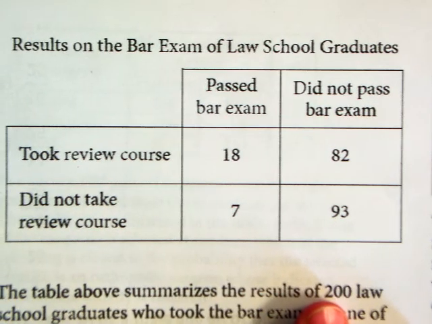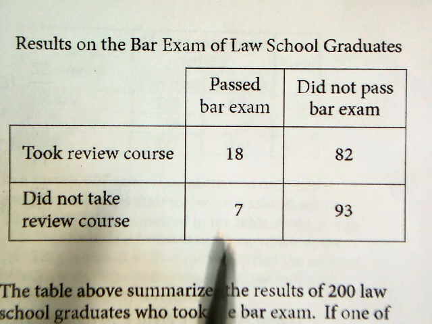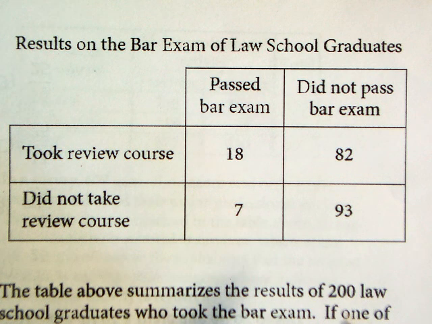Let's look at the probability section. Here we're looking at a table representing the results on the bar exam of law school graduates. You can see that a small amount out of our total 200 graduates actually passed the bar exam. And I suppose we're trying to consider, did this review course help students pass it or not?